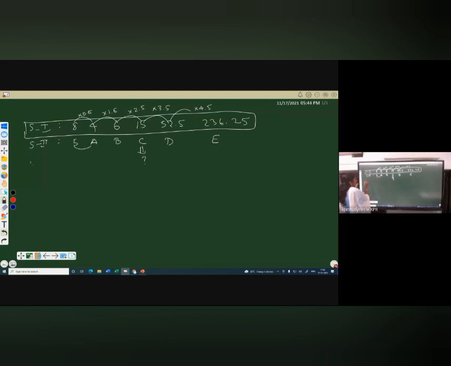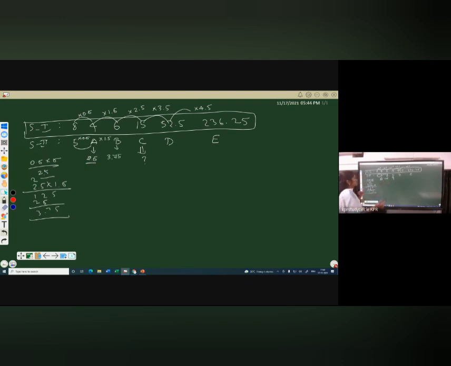5 into 0.5. 0.5 into 5 you will get 2.5. So in the place of A you will get 2.5. Right? So this is into 0.5. In the place of A, I have got 2.5. So 2.5 into 1.5, so this is 3.75. In the place of B, it is 3.75.